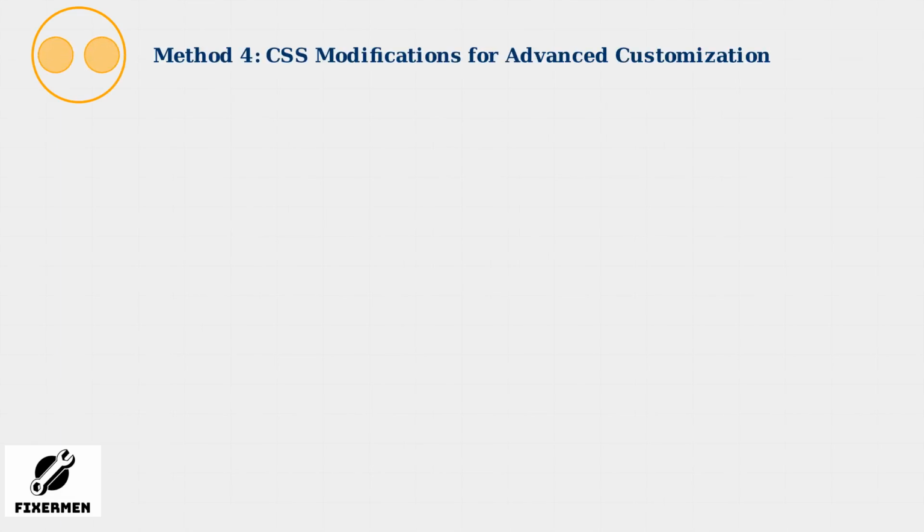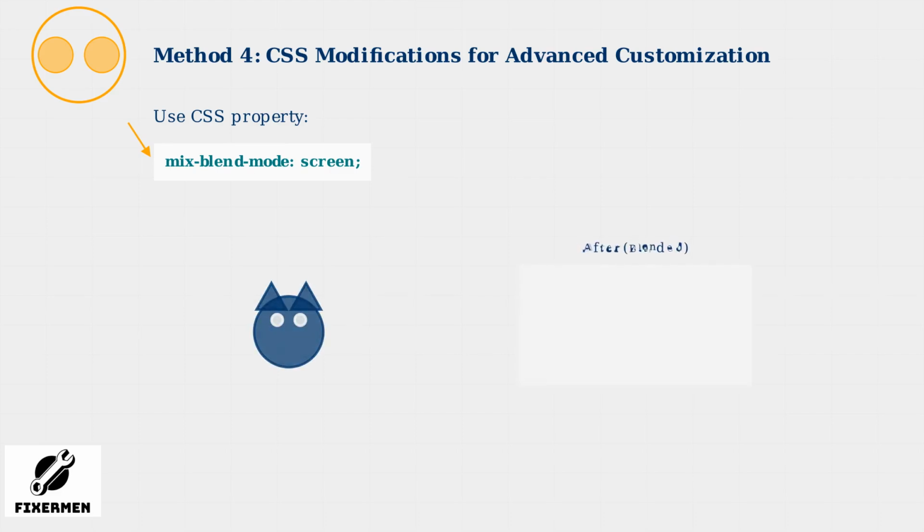For users familiar with CSS, you can inject custom styles to force transparency in Bongo Cat overlays. Apply the mix-blend-mode: screen property to the Bongo Cat element within OBS browser source custom CSS settings. This property blends the cat animation with the background, effectively removing the solid white or black color that causes overlay issues. The result is seamless transparency, allowing Bongo Cat to integrate perfectly into your streaming overlays without background artifacts.